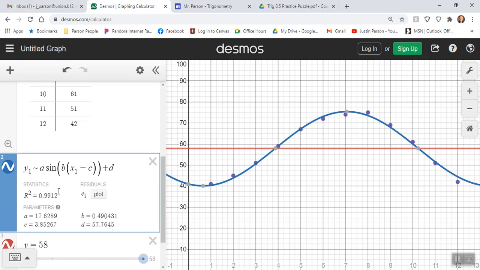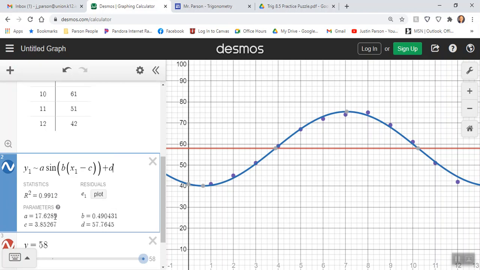Now, does that graph fit those points pretty well right there? It does. Does that 58 look close to a midline? Yeah. Check this out, kids. R squared value about what? 0.9. That's pretty good. So that graph's about 99% accurate here, so we're good.